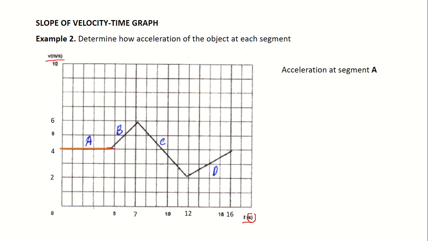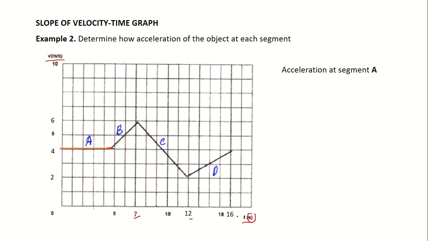Nag-accelerate siya for 2 seconds hanggang marating niya yung speed na 6 meter per second. But then, from 7 seconds hanggang 12 seconds, that's a total of 5 seconds, nag-slow down naman siya. So that's a deceleration from 6 meter per second to 2 meter per second. And again, speeding up from 12 to 16 seconds.